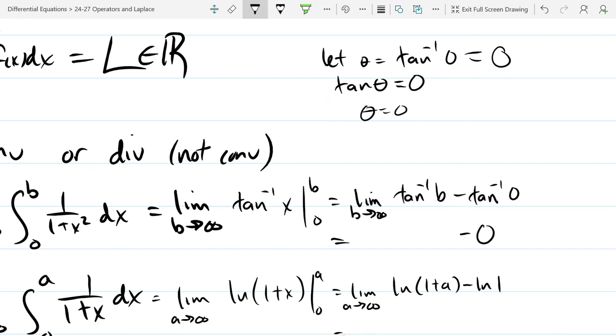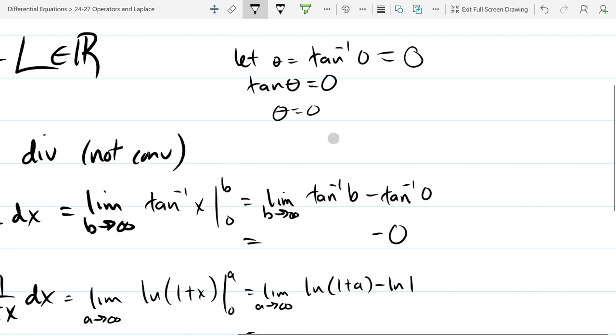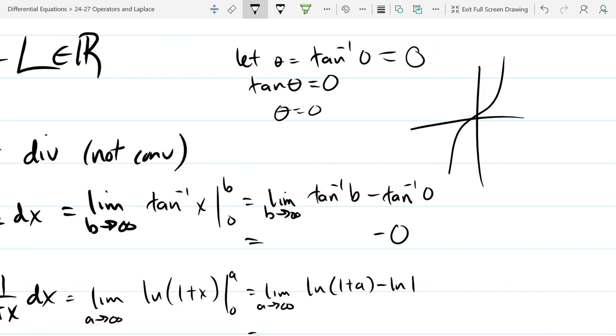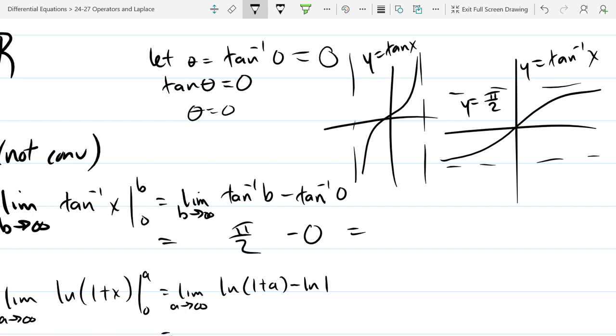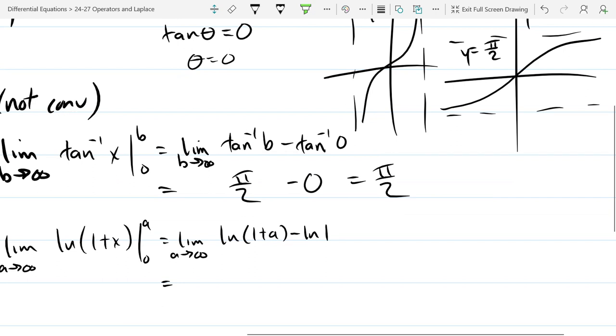What is tangent inverse of infinity? Pi over 2. So why is it pi over 2? Tangent function looks like this. And then you have to invert it, so switch x and y. And you just keep going to the right, and you approach that positive horizontal asymptote y equals pi over 2. So pi over 2 is an irrational number, but it's still a real number. So that converges to that number.